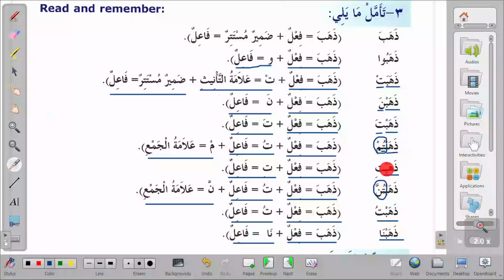Then here zahaba is the verb, the ta is the doer. The same way here the ta is the doer, and then here the na is the doer. Not noon, na, the noon with the alif. Okay, so na, I hope that is clear.